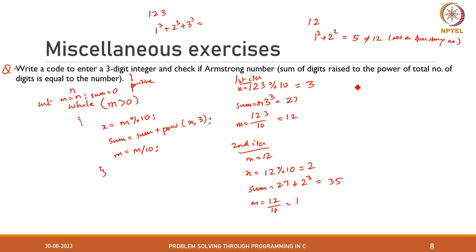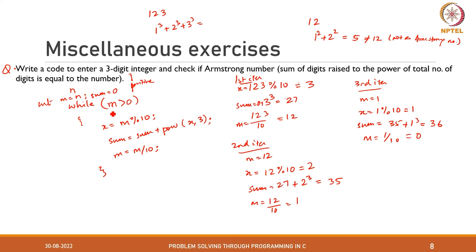Now still m is greater than 0, so the conditional is still satisfied. It will go for a third iteration. Now m is 1 here, and when I do 1 percentage 10, the remainder itself is 1, and the quotient becomes 0. So the sum is 35, and I add 1 cube, that makes it 36, and we do m by 10, so 1 by 10, which is 0.1, which is basically 0 as an integer. Now m becomes 0, and we have extracted each of the digits and done a cubic sum of all the digits. So the loop should exit by this point.